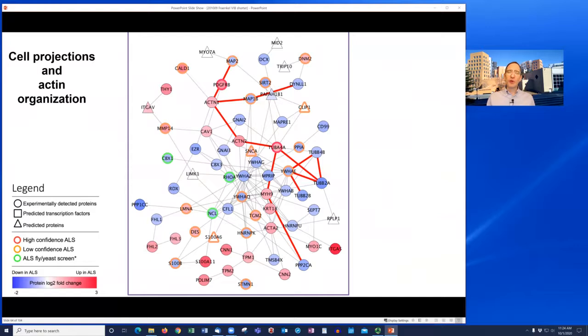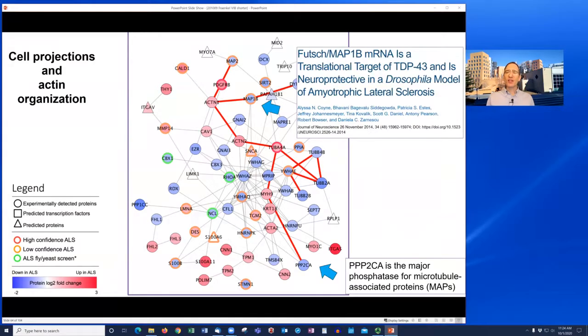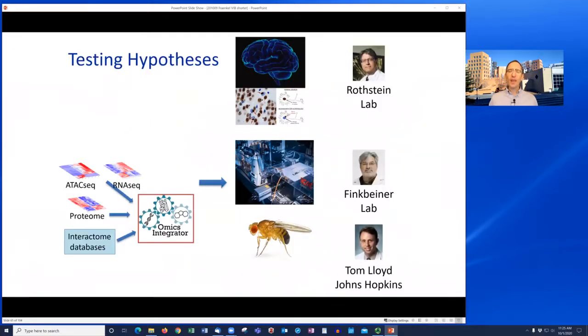There's actually a whole network of proteins associated with tubules, microtubules, I should say, as well as a lot of the regulatory proteins. So we see a microtubule-associated protein that's a regulator that has also been associated with ALS in other studies. We even see on the bottom a master regulator of these regulators of the microtubules. So there seems to be a lot going on in this actin organization network. How do we follow up on this?